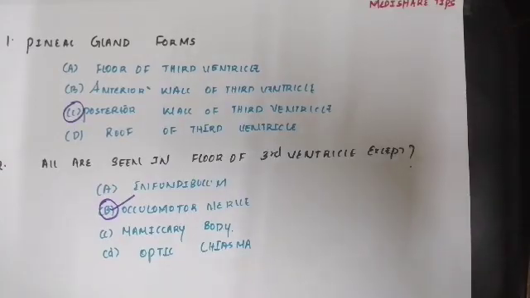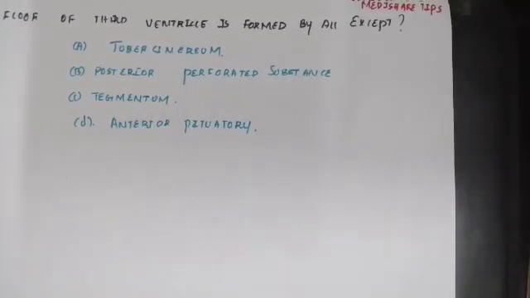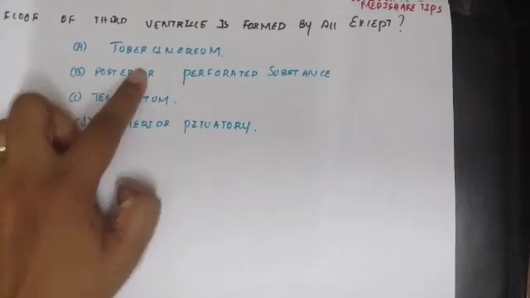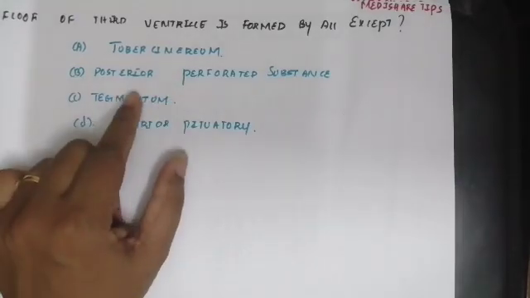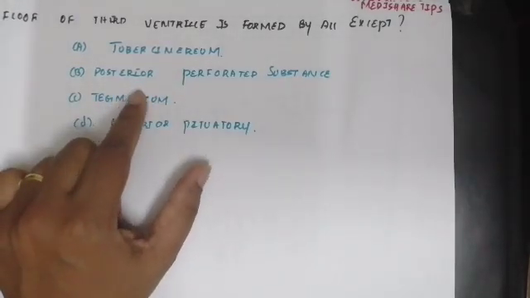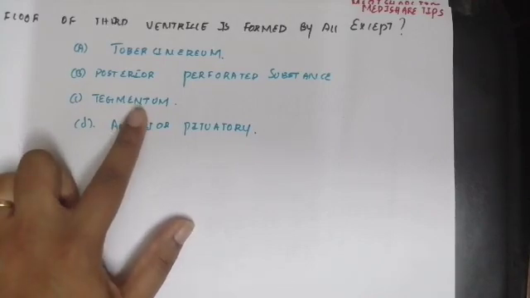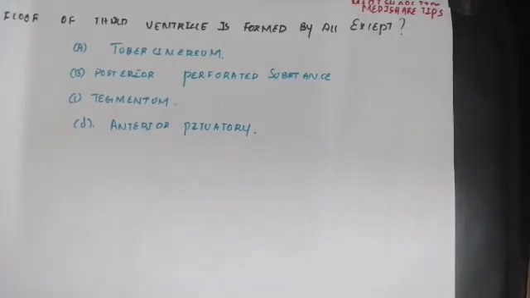Now the last question is: the floor of the third ventricle is formed by all except. So remember the structures which form the floor of the third ventricle. It is formed by the optic chiasma, the infundibulum, the tuber cinereum, posterior perforated substance, mammillary body, and the tegmentum of the midbrain. Here the tuber cinereum, which is the stalk of the pituitary, is definitely forming the floor of the third ventricle. Posterior perforated substance is forming the floor. The tegmentum, of course, forms the floor. The only structure which doesn't form the floor is the anterior pituitary. So option D, anterior pituitary, is the answer to this question.